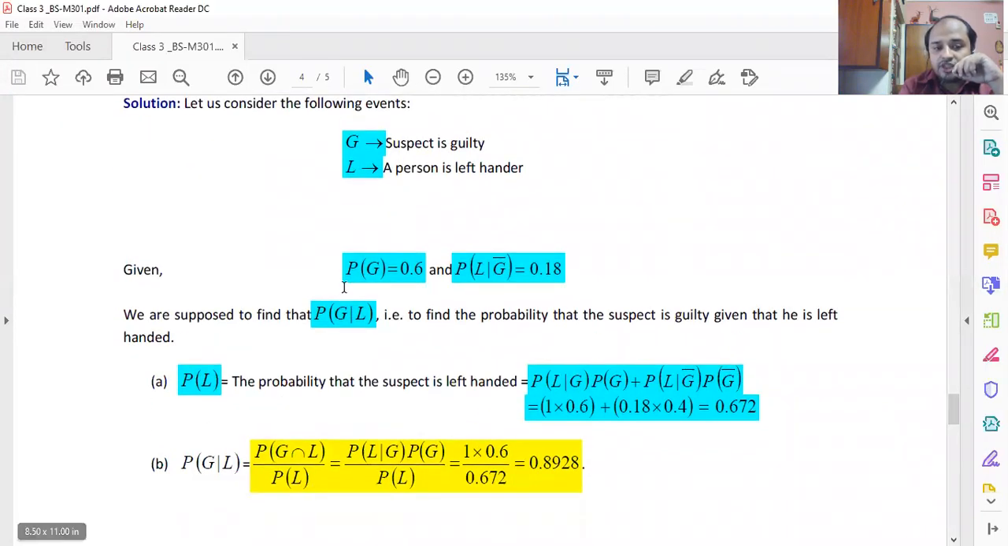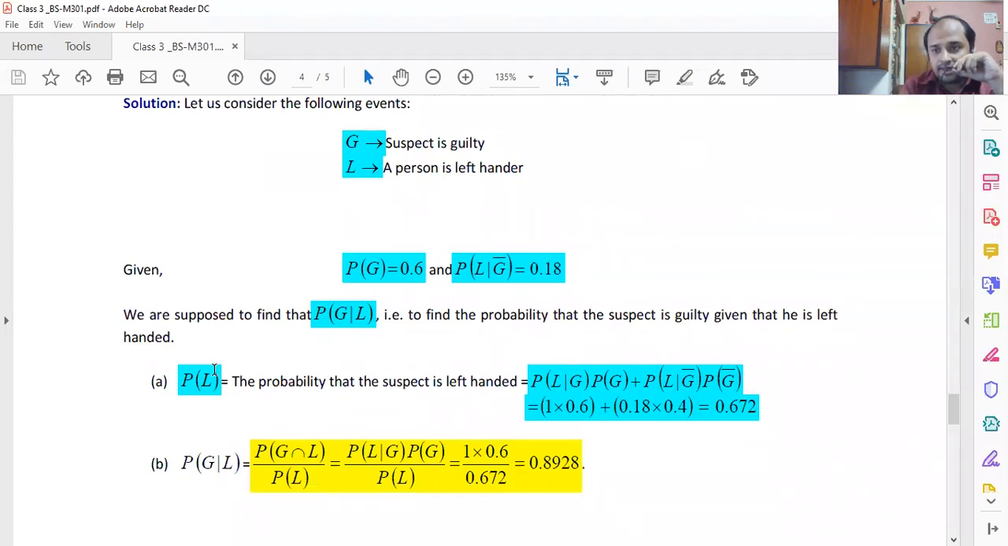Because probability of G given L is written by the conditional probability formula as probability of G intersection L by probability of L. Now, again, I have broken it into two halves by applying the Bayes theorem, which is probability of L given G into probability of G by probability of L. Now, how to calculate probability of L?